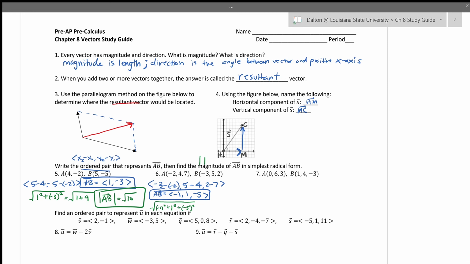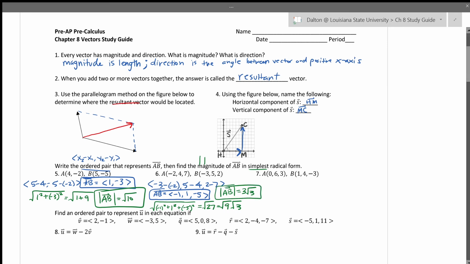When we add these together, it's going to be 1 plus 1 plus 25, which is going to be the square root of 27. Now, simplest radical form means we need to find if there's a square factor of 27, which there is, the square root of 9 times the square root of 3. So the magnitude of vector AB will be 3 square roots of 3 when all is said and done and we simplify it.